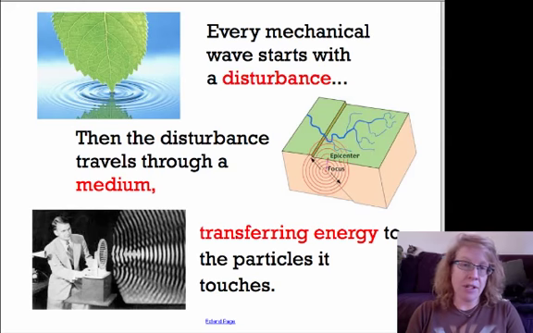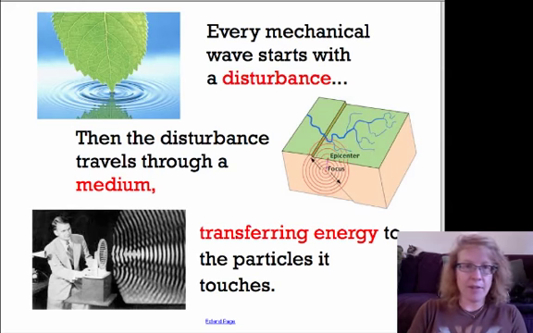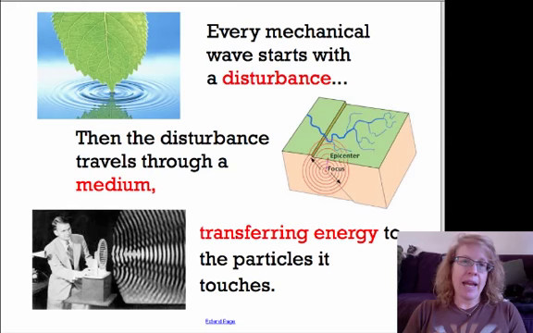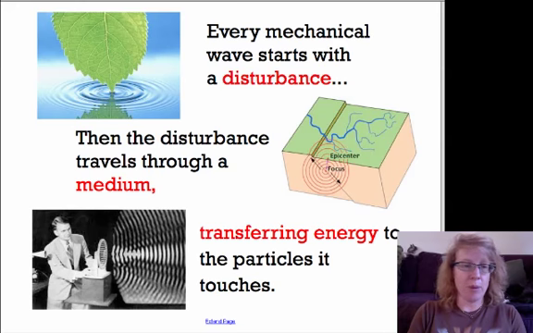Then once that energy has been transmitted, things start vibrating a little bit. That energy has to travel through a medium, and a medium by definition is the physical matter through which a wave is traveling. All mechanical waves require a medium, electromagnetic waves do not. We'll get there in a minute. So a medium could be anything like water, it could be air, it can be earth, it could be a slinky, anything that that wave is traveling through.